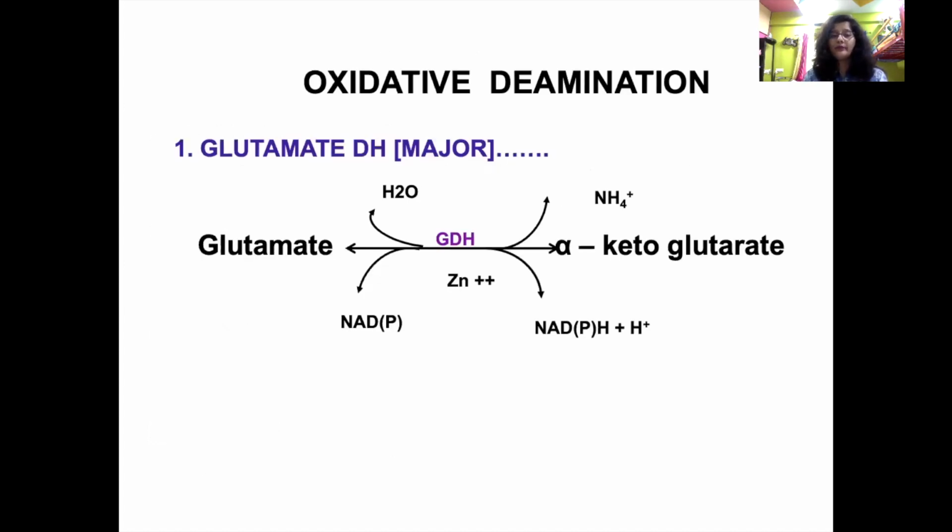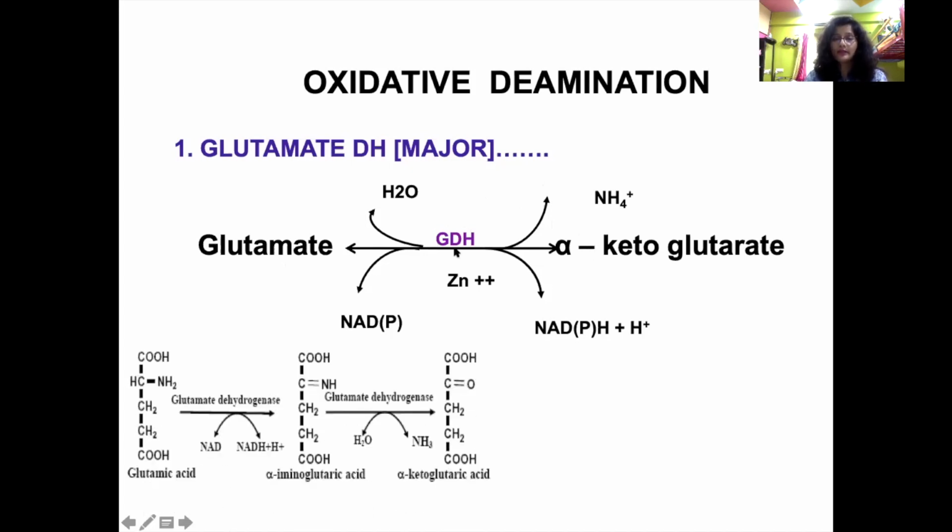So glutamate dehydrogenase is the major enzyme for oxidative deamination. Mostly it is a mitochondrial enzyme and it is a zinc dependent enzyme. Now you can see this is a one-step reaction. Glutamate, in the presence of glutamate dehydrogenase, loses an ammonium ion and is converted into alpha-ketoglutarate. But this enzyme needs a coenzyme. The specialty of this enzyme is that it can use NAD or NADP both.